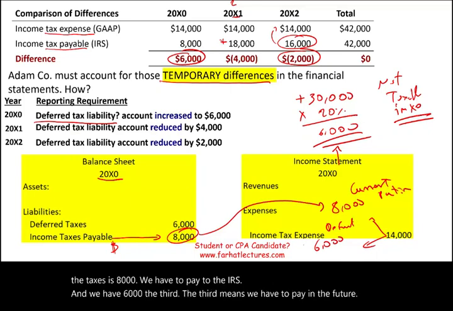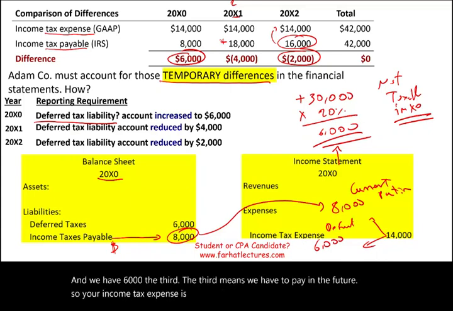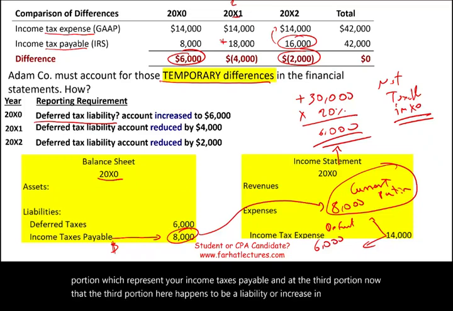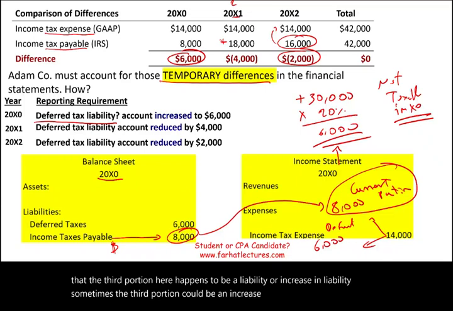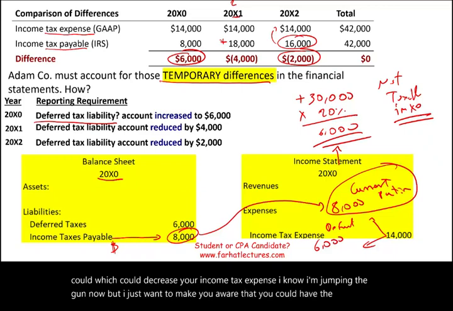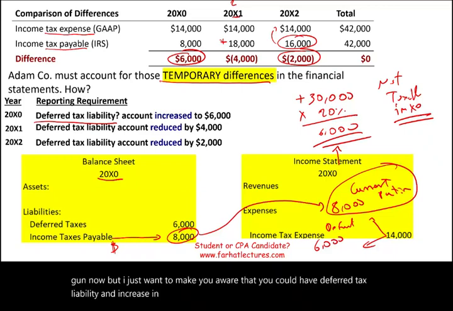So your income tax expense is always composed of two components, a current portion, which represents your income taxes payable, and a deferred portion. Now, the deferred portion here happens to be a liability or increase in liability. Sometimes the deferred portion could be an increase in deferred tax asset, which could decrease your income tax expense. I know I'm jumping the gun now, but I just want to make you aware that you could have a deferred tax liability, an increase in that, a decrease in that, an increase in deferred tax asset, and a decrease in deferred tax asset. Don't worry, we'll discuss this later on.